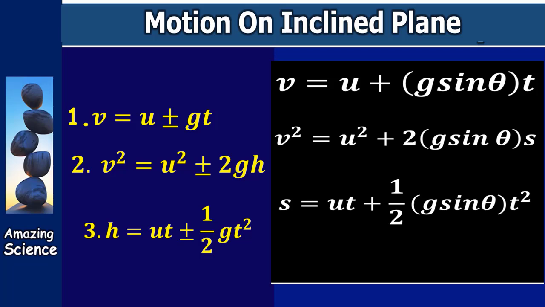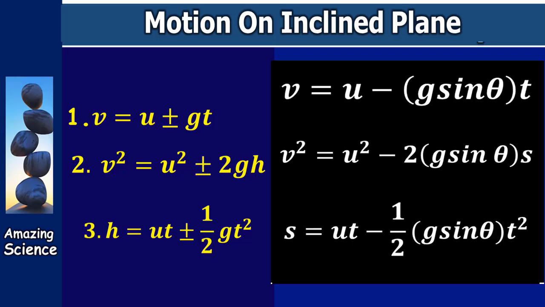In the same way, if you want to modify the equations to obtain the equations of a motion that is moving up an inclined plane, we are going to have v is equal to u minus g sine theta t. v squared is equal to u squared minus 2 g sine theta s. And then finally, s is equal to ut minus half g sine theta t squared.